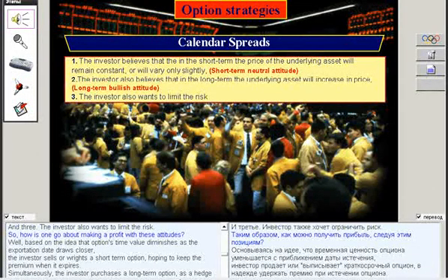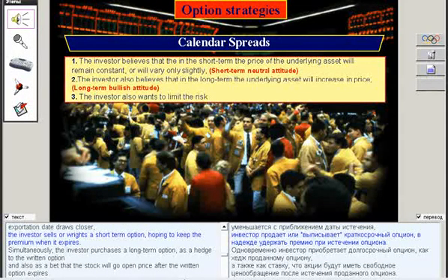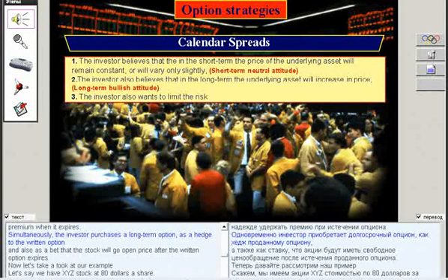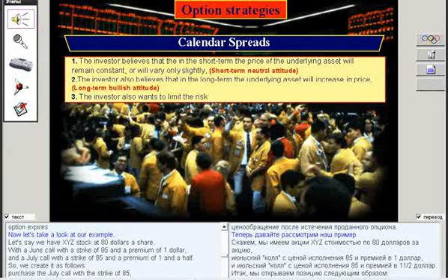So how does one go about making a profit with these attitudes? Well, based on the idea that options' time value diminishes as the expiration date draws closer, the investor sells or writes a short-term option hoping to keep the premium when it expires. Simultaneously, the investor purchases a long-term option as a hedge to the written option and also as a bet that the stock will go up in price after the written option expires.